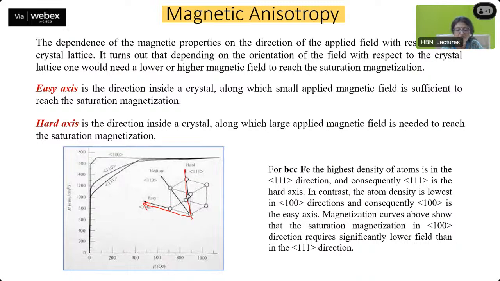What happens is, when you apply the external magnetic field along one particular direction, the magnetization curves show that saturation magnetization in the 1-0-0 direction requires a significantly lower field than the 1-1-1 direction. Here, saturation magnetization is reached at this point. Whereas along the hard axis, the 1-1-1 axis, the external magnetic field needed to reach saturation is much higher. So the easy axis is the one with lower atom density, whereas the hard axis is the one with higher atom density.